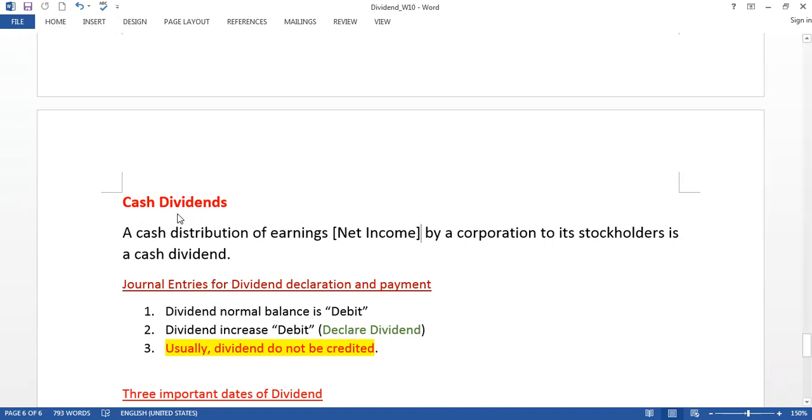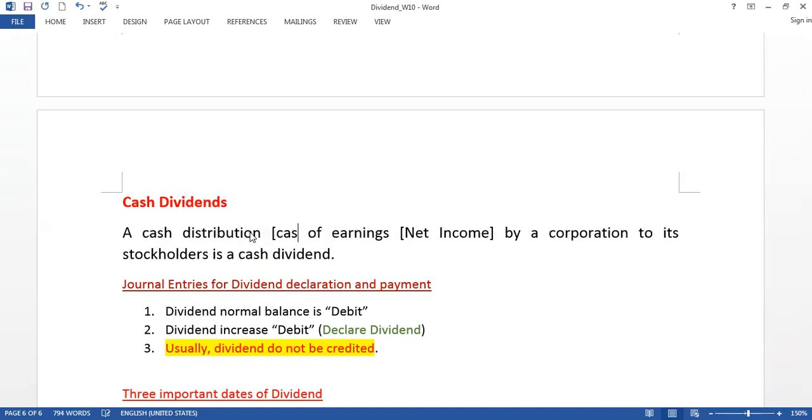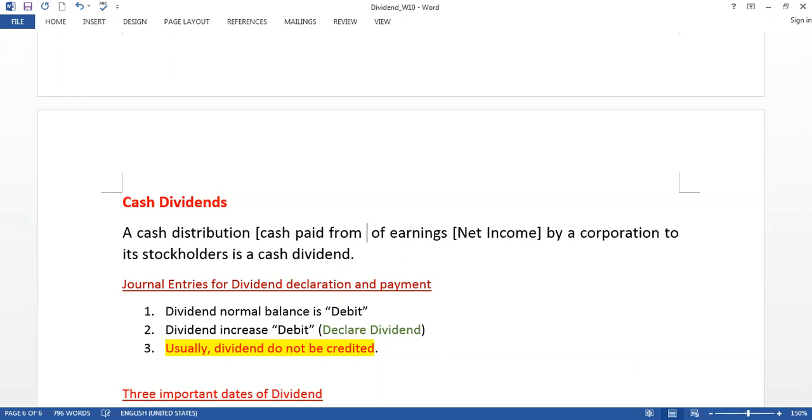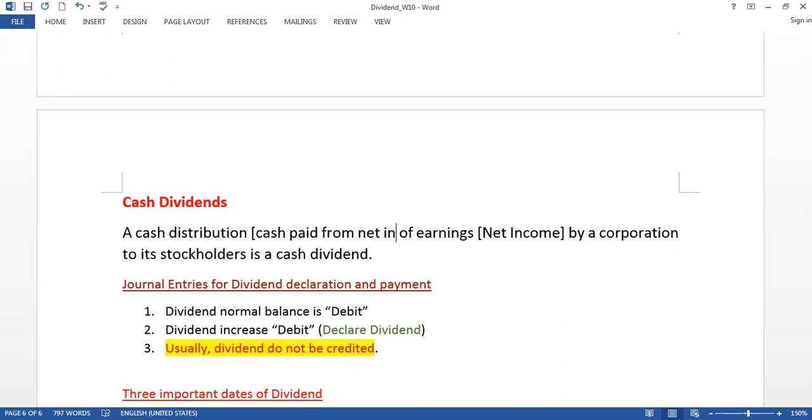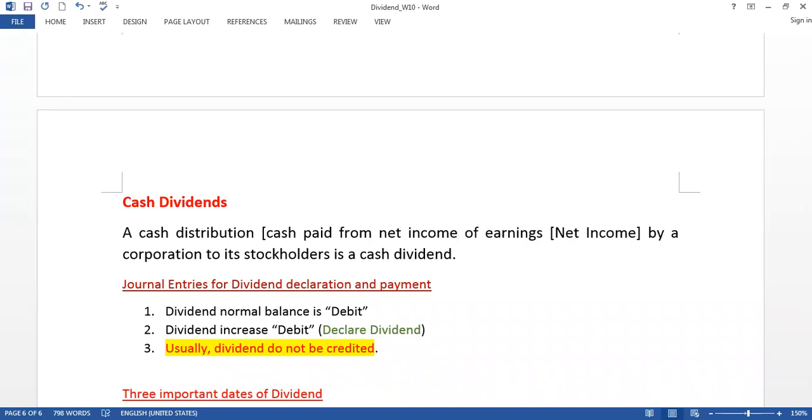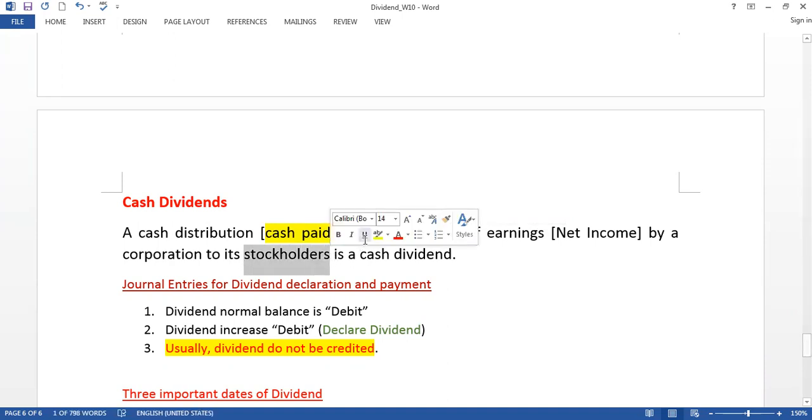What is the meaning of cash dividend? Cash dividend means a cash distribution. Cash distribution means cash paid from net income. This is the keyword. A cash distribution means cash paid from net income. Okay. To whom? To the stockholders, and it is called cash dividend.